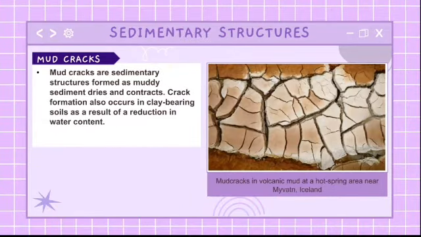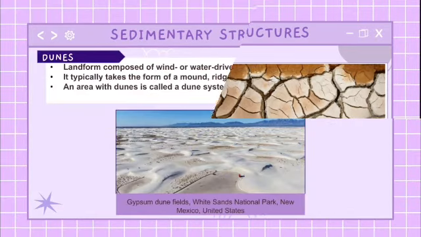Now, let's go to mud cracks. Mud cracks are sedimentary structures formed as muddy sediments dry and contract. Crack formations also occur in clay-bearing soils as a result of reduction in water content. So, here is an example. It's a mud crack in volcanic mud at a hot spring area near Myvatn, Iceland.